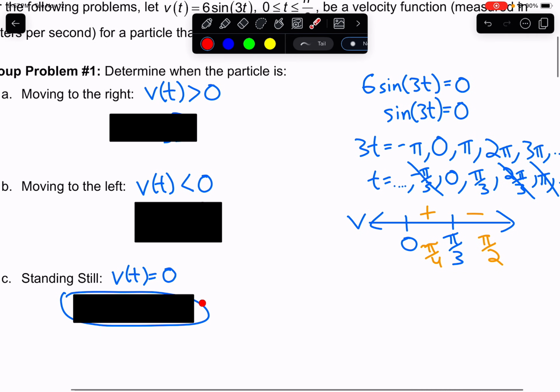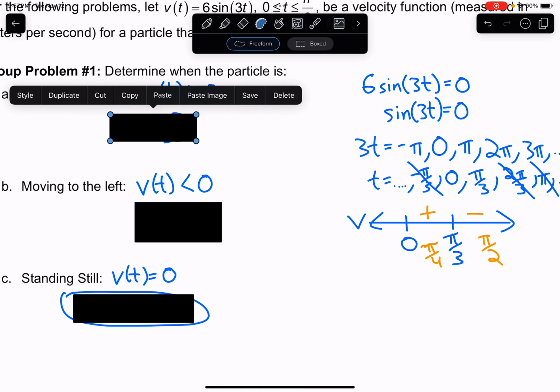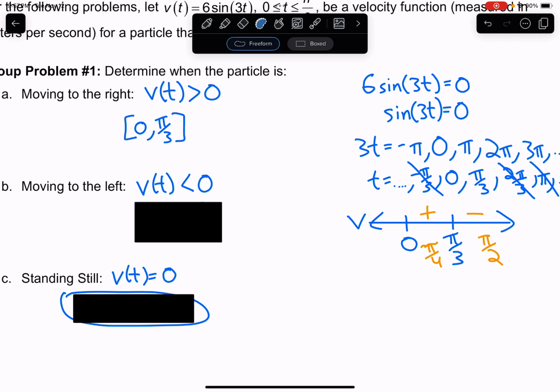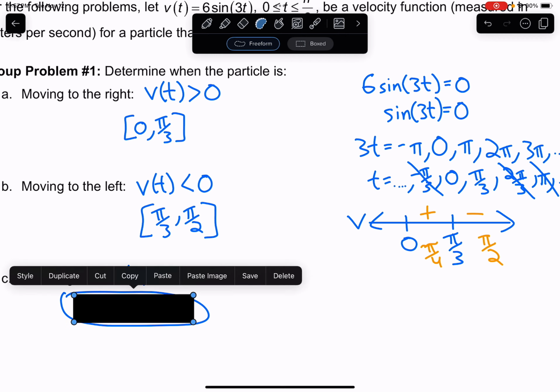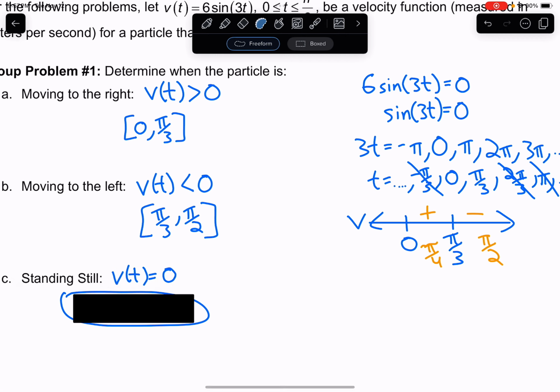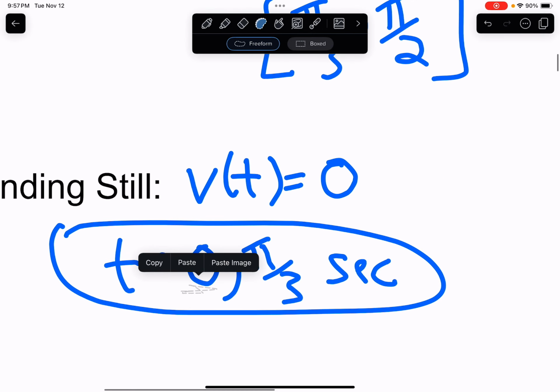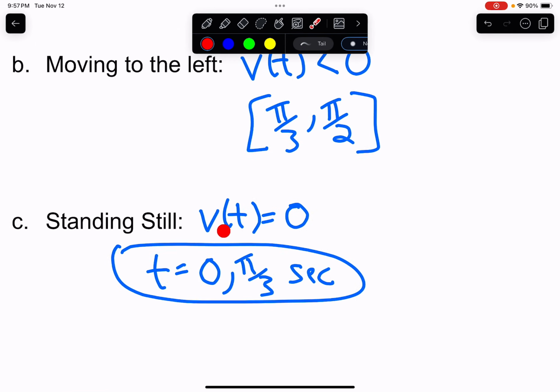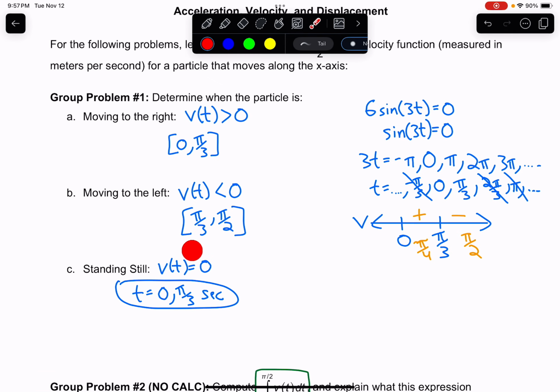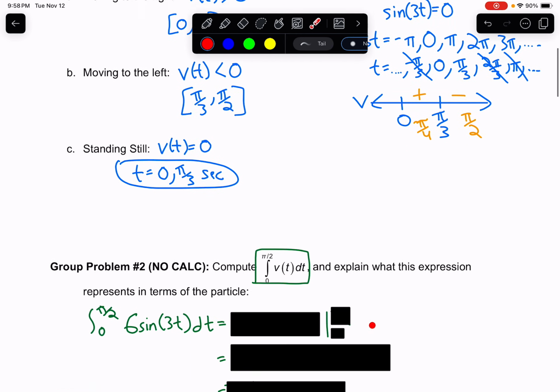Let's check some answers then. Moving to the right is wherever velocity is positive, so that's going to be from 0 to pi over 3. Moving to the left, velocity is negative, pi over 3 to pi over 2. Standing still is where the velocity is 0, and for this I have specific t values. And so I will add units here: 0 and pi over 3 seconds. Okay, so that's all Calc A right there, Calc A trig review. Let's bring it back to some stuff we've done this year.